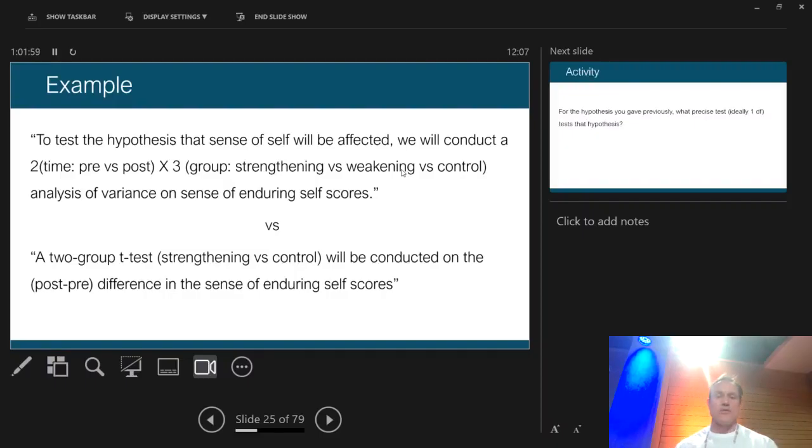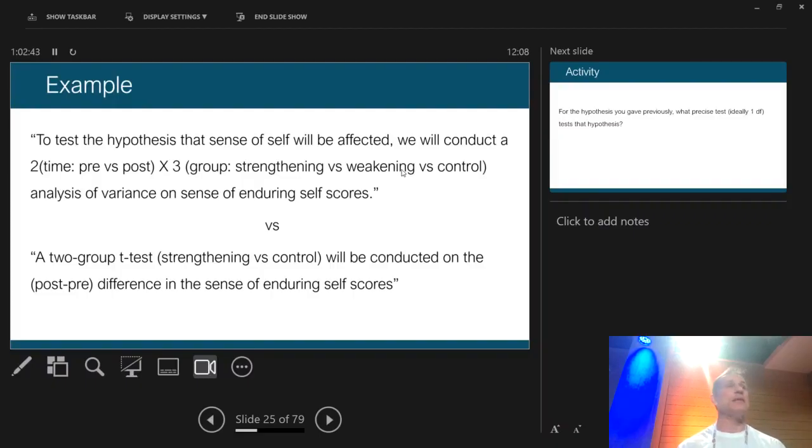So this is what I'll do. I'll take the difference between pre and post, in the sense of an enduring self-score, say between strengthening group and the control group, and do a t-test on those difference scores. That's 1 degree of freedom. It's an interaction contrast. It tests the interaction. That's precisely the interaction in a 1 degree of freedom contrast that tests whether the strengthening group strengthens the sense of self. Okay? So I don't even bother with the omnibus ANOVA. Why bother? I specify this hypothesis, this test. This is the test of that hypothesis. That's it. It's as simple as that.